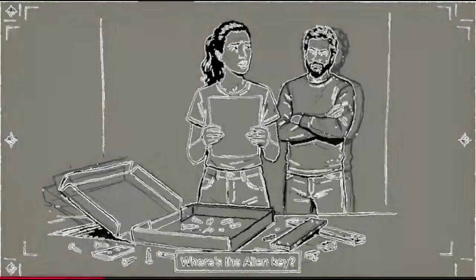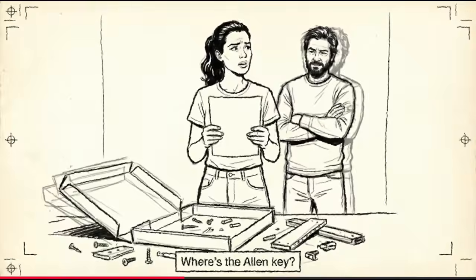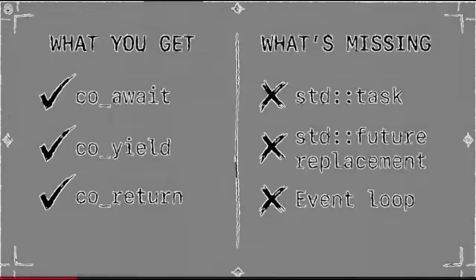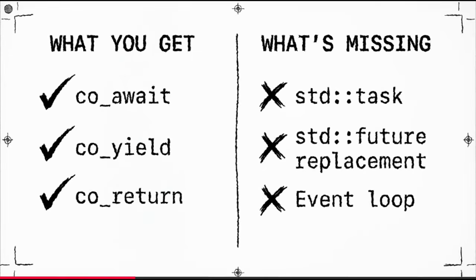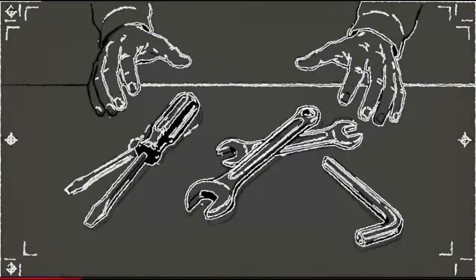Not at all. It felt less like getting a new power tool and more like opening an IKEA box. Right. You dump out 1,000 screws, and then you realize there's no Allen key included. You just stare at it and think, okay, now what? That is the perfect analogy. It's the IKEA effect, but without the instruction manual. You get the keywords co_await, co_yield, co_return, but then you look for the types. You look for an std::task or a replacement for std::future or an event loop, and they just aren't there. It's what the sources call an assembly-required design.